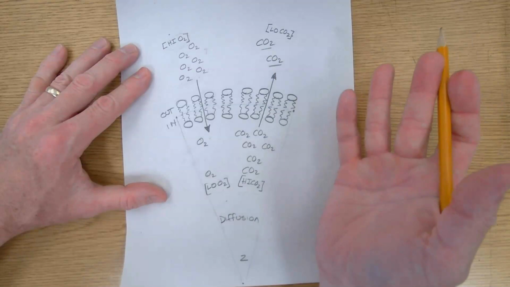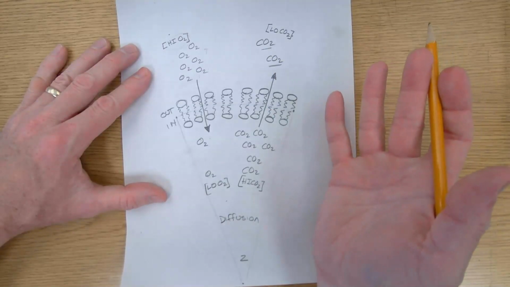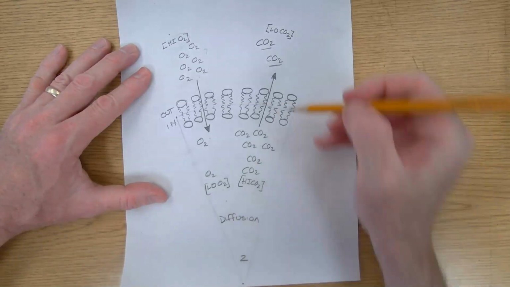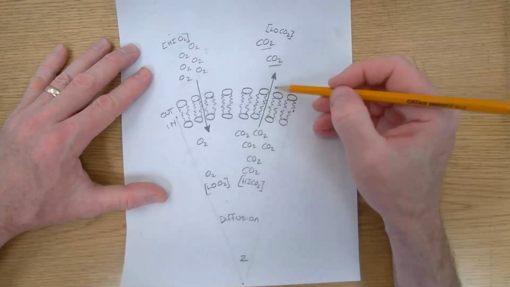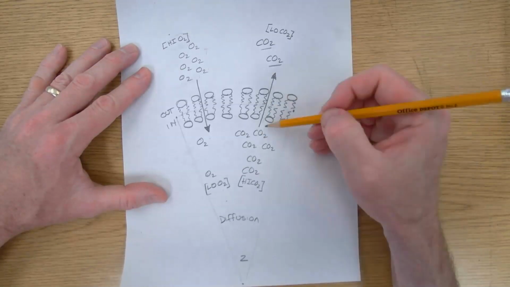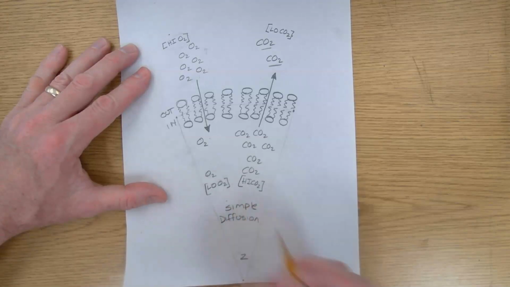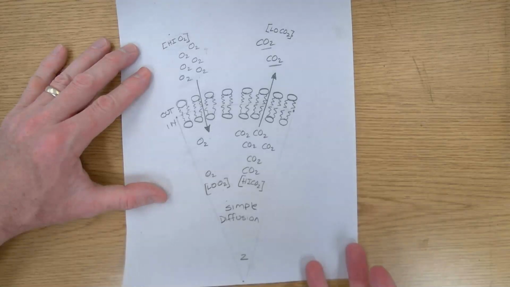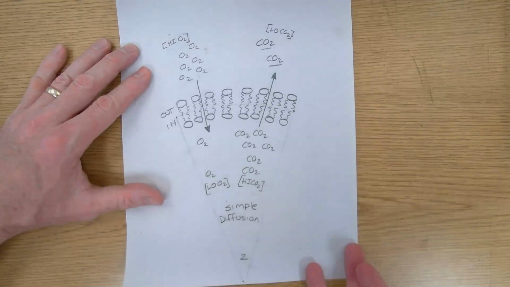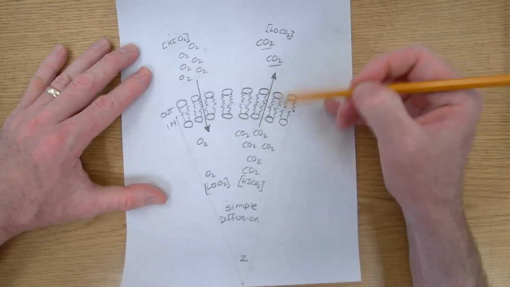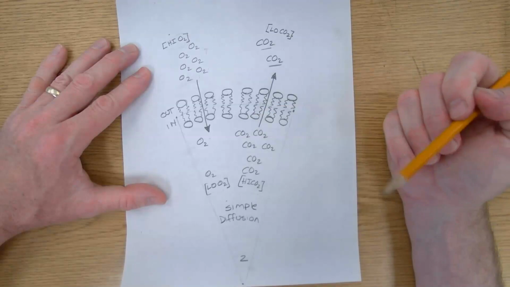So big molecules like glucose, C6H12O6, they're not going to diffuse. Charged molecules like Na+, Cl-, they are not going to simply diffuse through. This is actually called simple diffusion. Let's add that, because there are other kinds of diffusion that require transport proteins or carrier proteins. This is simple. These molecules will literally zip in and out through the cell membrane.